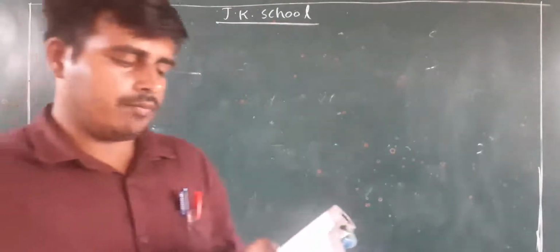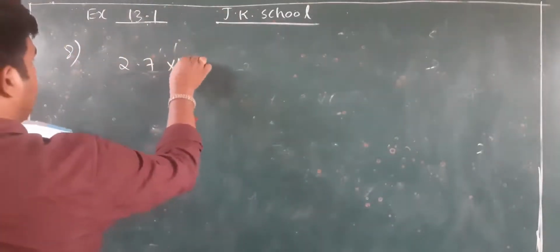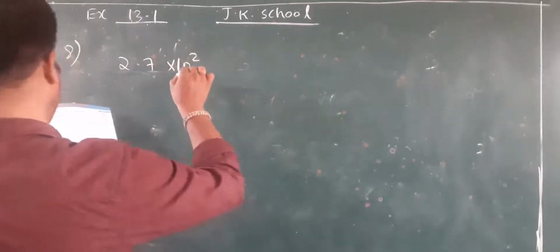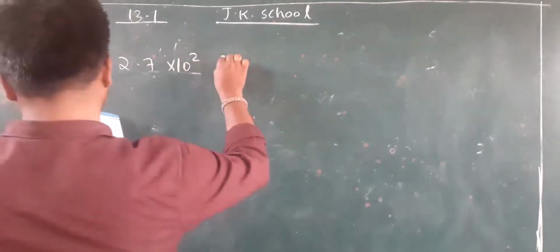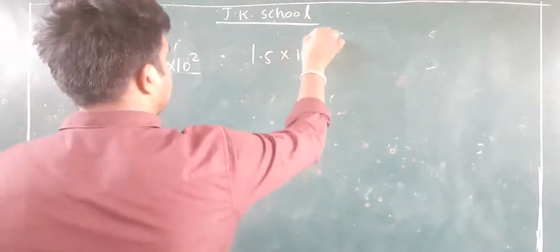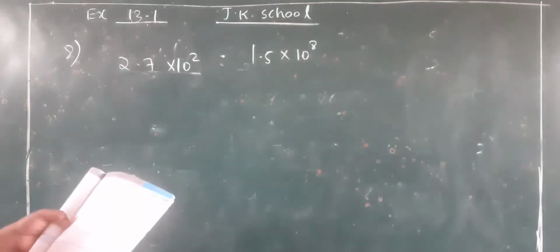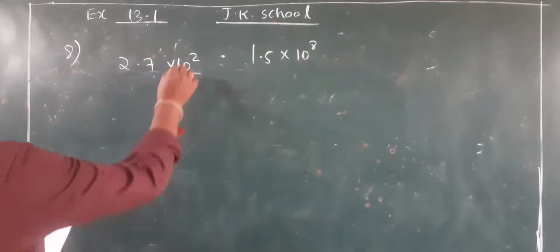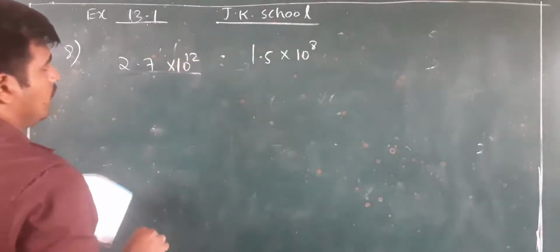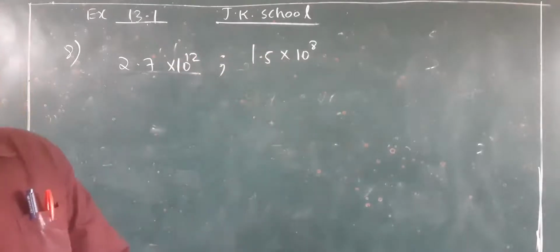Compare the following numbers. 2.7 into 10 square and 1.5 into 10 raised to 8. Right? Okay. 2.7 into 10 raised to 12. And you have to compare both numbers. You have to tell which one is greater.